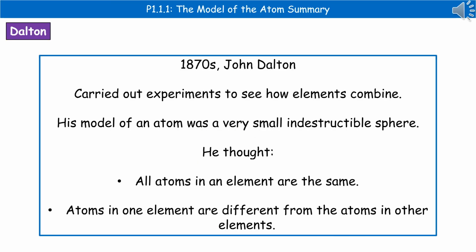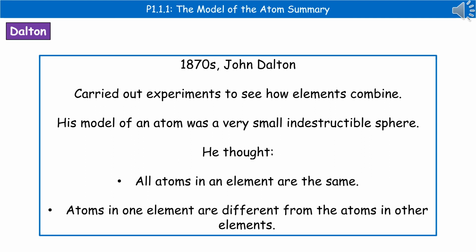In our physics prep today, we're going to go over the structure of the atom and how we came up with its model. First scientist, John Dalton, carried out experiments to see how the elements combine, and he came up with the idea that an atom is a very small indestructible sphere.